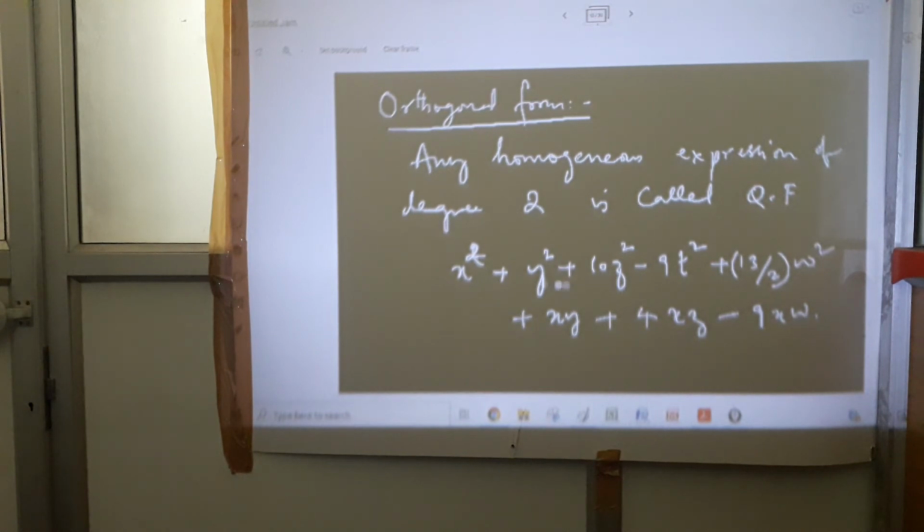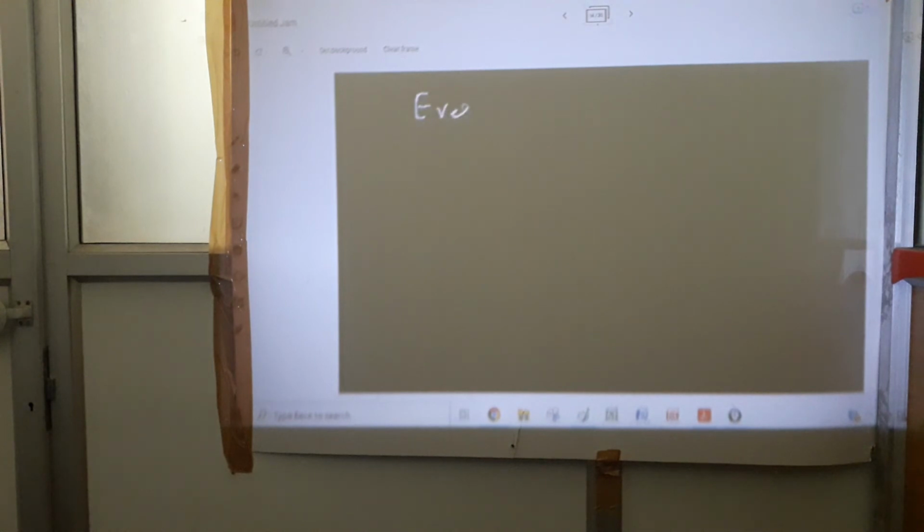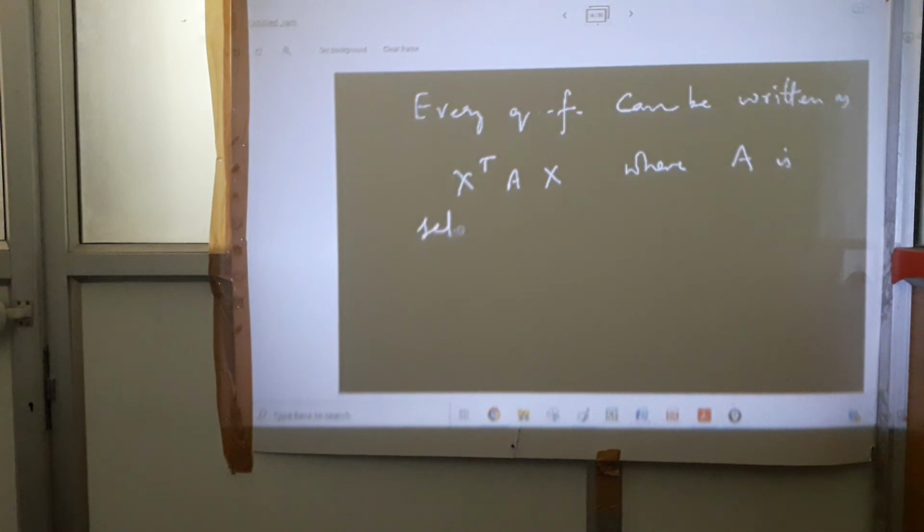So I can stop here. It is an example of a quadratic form in 5 variables. Every quadratic form can be written as X transpose AX, where A is selected as a square matrix, symmetric matrix.